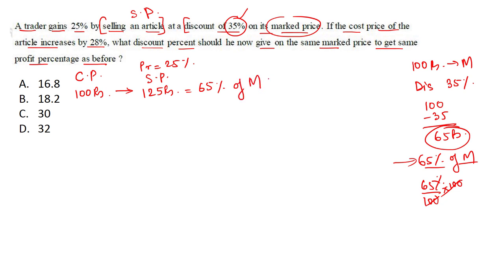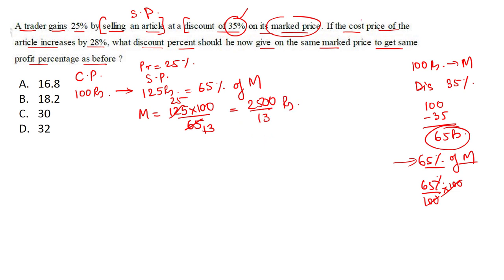Let the marked price be M. So, what is the value of the marked price? It is going to be 125 into 100 divided by 65. So, 5 into 13, 5 into 25. That comes out to be 2500 upon 13 rupees. So, we'll keep it as it is right now.